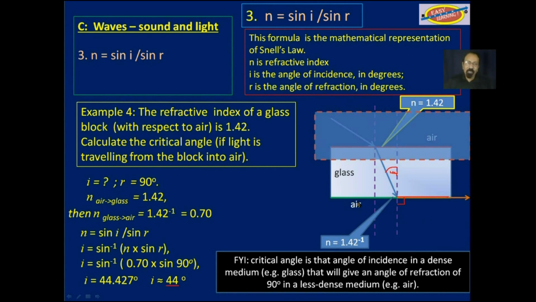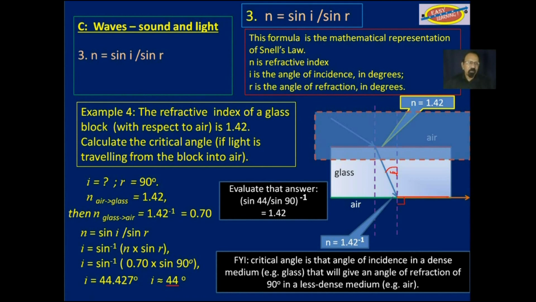Of course, if you exceed the critical angle, let us say 45 degrees, then you have what is called total internal reflection. Now let's evaluate this answer here. We're going to test it. If we find sine 44 over sine 90 and then inverse that, we should get back this, which is what we have here. So we know that our answer of 44 degrees as the critical angle is correct.